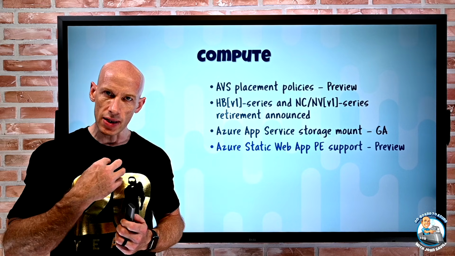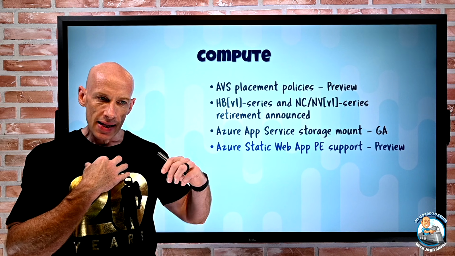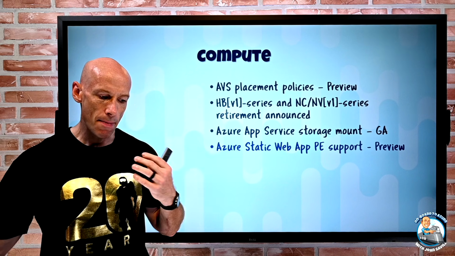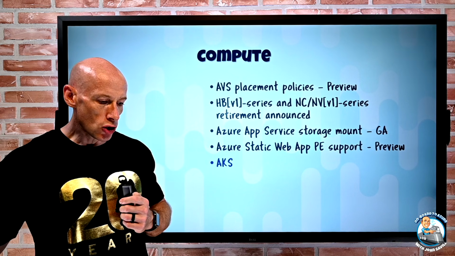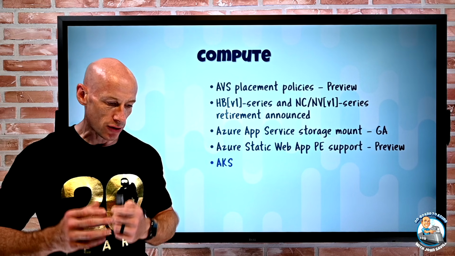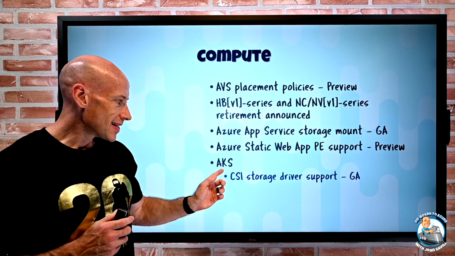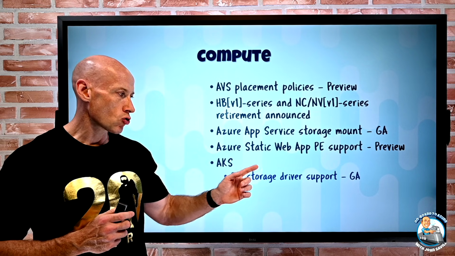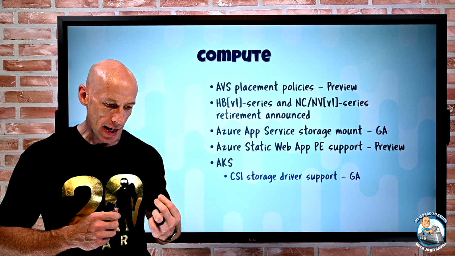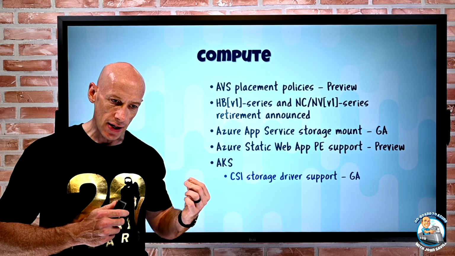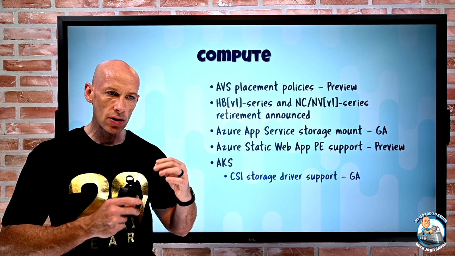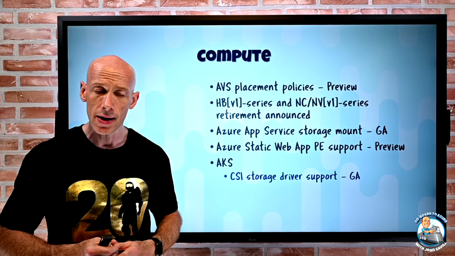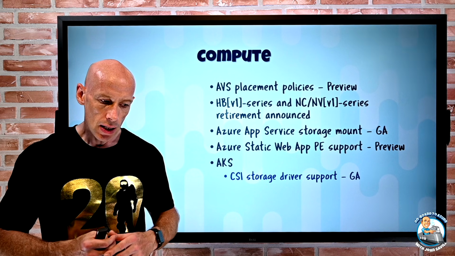Remember, a private endpoint is an IP address in my VNet, and that will turn off internet-based access to that. For the Azure Kubernetes Service, actually a number of changes. So firstly, the CSI storage driver support has gone GA. This is the Container Storage Interface. It's a set of drivers that are designed to expose storage services to my services running inside the AKS cluster.